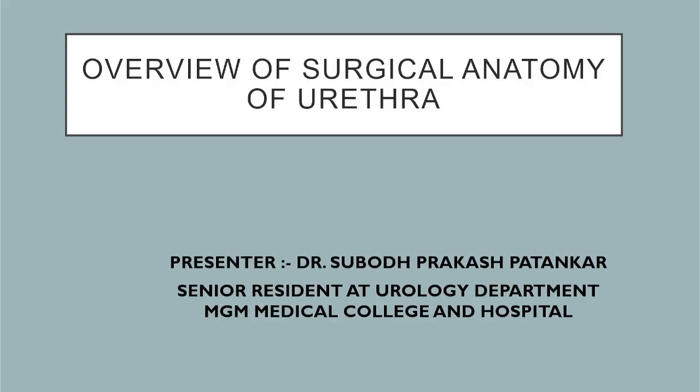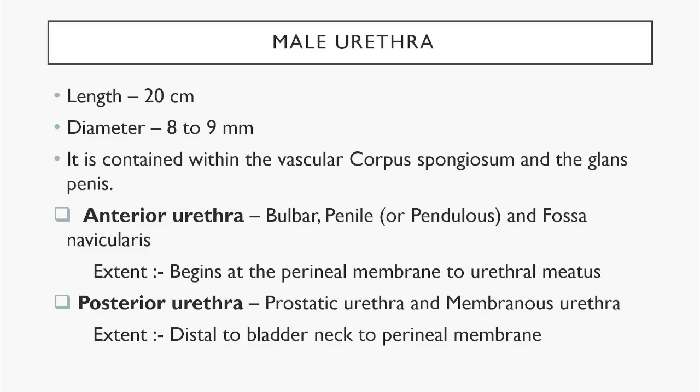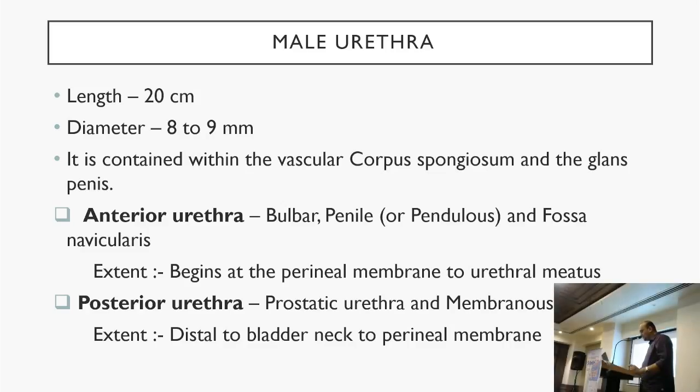Good evening, everyone. Good evening, my seniors, my teachers, and my fellow colleagues. My topic is overview of surgical anatomy of urethra. Male urethra, length is 20 centimeter, diameter is around 8 to 9 mm. It is contained within the vascular corpus spongiosum and the glans. It is divided into two parts, anterior urethra and posterior urethra.